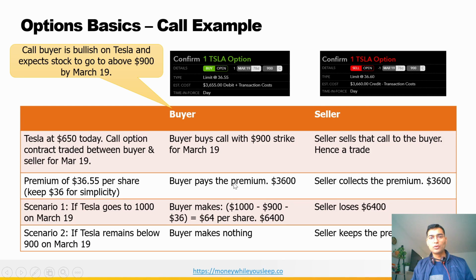And so the buyer is going to pay the premium and the seller is going to collect the premium, just like the insurance company. So let's look at a couple of scenarios which can happen in this case. The first scenario is if Tesla goes to $1,000 on March 19th. So Tesla goes above $900, which is the strike price for us, and it hits $1,000 on March 19th.